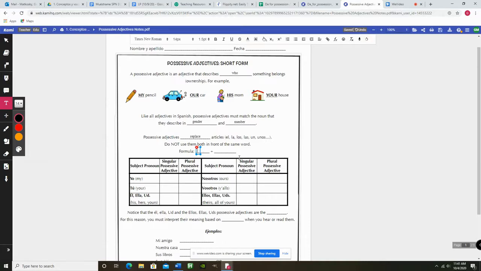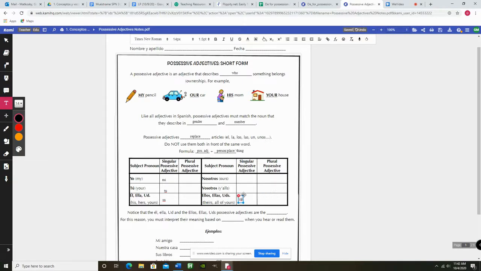The formula, I don't really like formulas, but it's possessive adjective plus the noun, so the person, place, or thing that is owned. Possessive adjectives. The word for my is mi. If the thing that is possessed is singular, such as a pencil, car, mom, or house, you will leave that as is. Tu without an accent is your or yours. His or hers is su. Consequently, theirs or yours formal is also su. It's the same exact word.